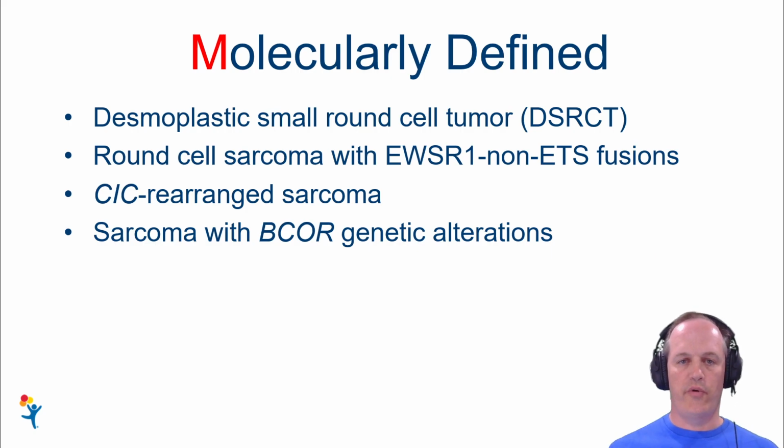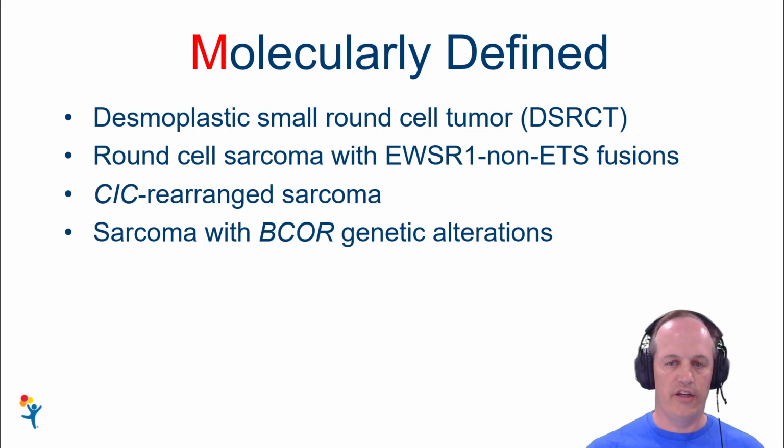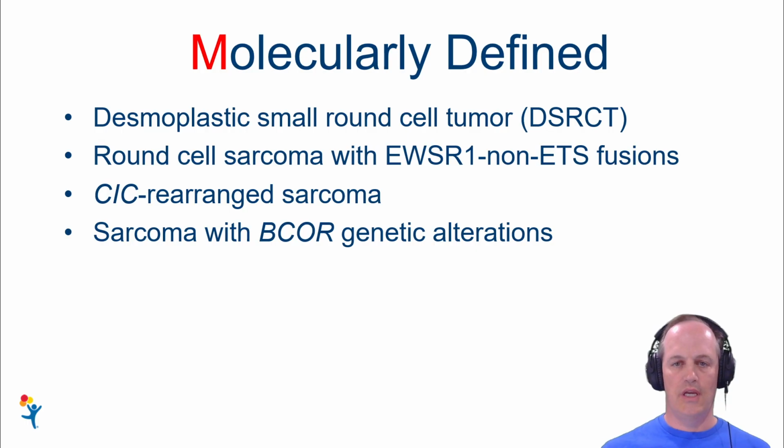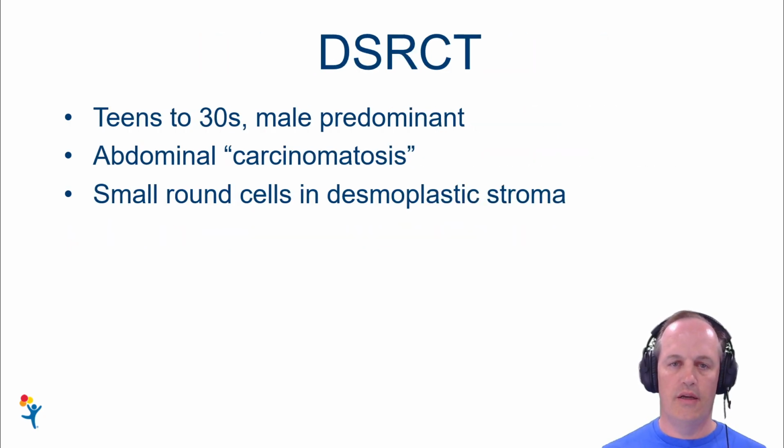All right, so the other M I want to talk about is the molecularly defined class of tumors. This is kind of a newish section of the talk. I'm going to talk a little bit about desmoplastic small round cell tumor. We've talked a little bit about EWSR1, the round cell sarcomas with EWSR1 fused to non-ETS partners. Histologically, those are going to look really similar to Ewing sarcoma. You're really going to distinguish those based on the molecular findings. I'm going to talk a little about CIC-rearranged sarcomas as well. Okay, so first up, desmoplastic small round cell tumor.